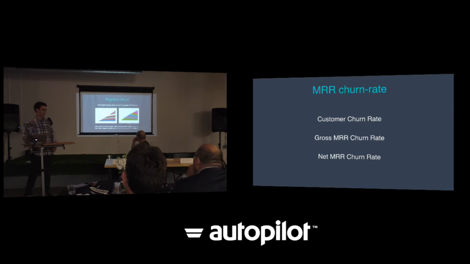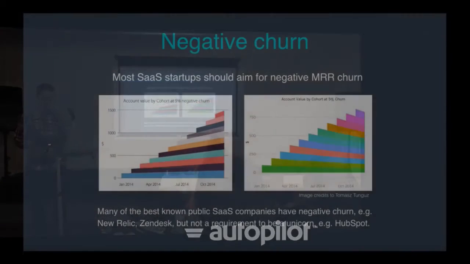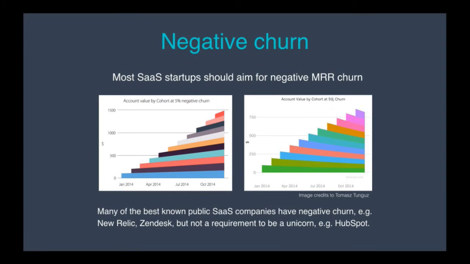Just to show you, most SaaS startups should aim for negative net MRR churn. This was one of our investors, who wrote a blog called "Most SaaS Startups Should Aim for Negative Churn." This is from Thomas Tunguz, who writes a great blog.